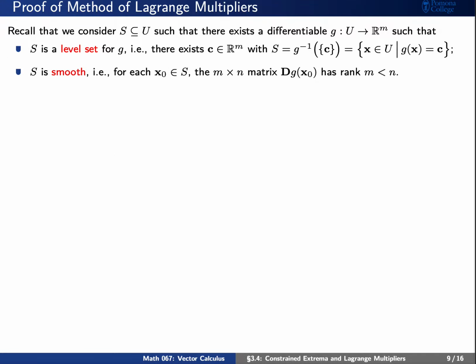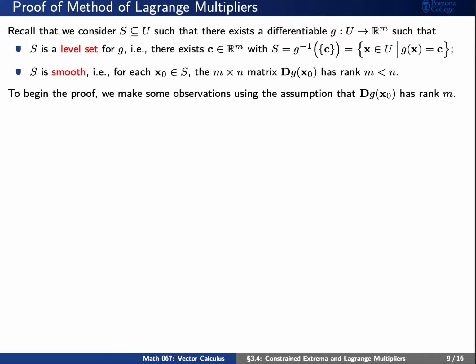Let's spend a little bit of time sketching the proof of the method of Lagrange multipliers. Recall that we're just considering those sets S which are level sets coming from a smooth function g. Again, remember that the derivative of g must be an m by n matrix whose rank is m. First, let's make some observations with this assumption that the rank has to be m.